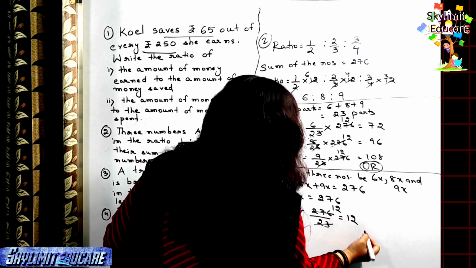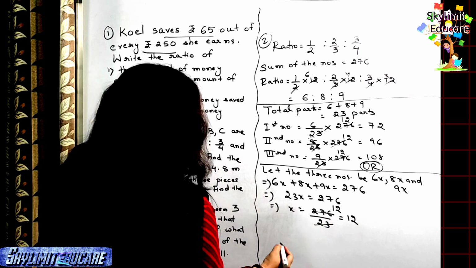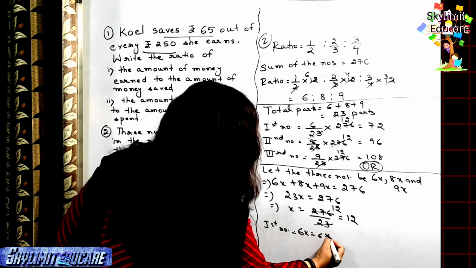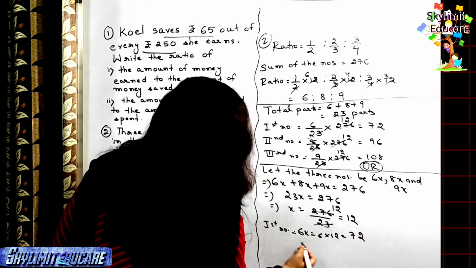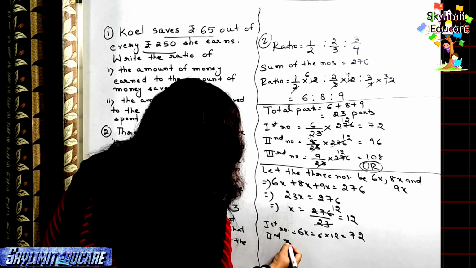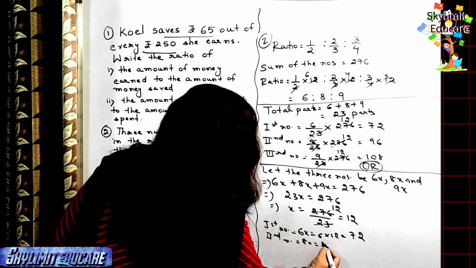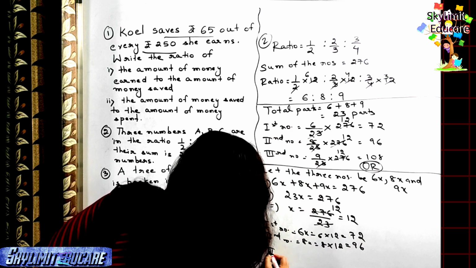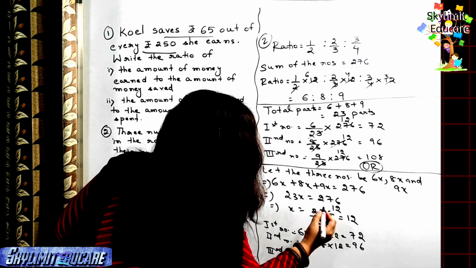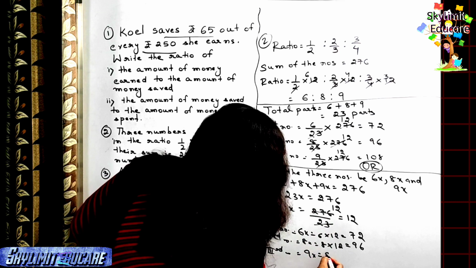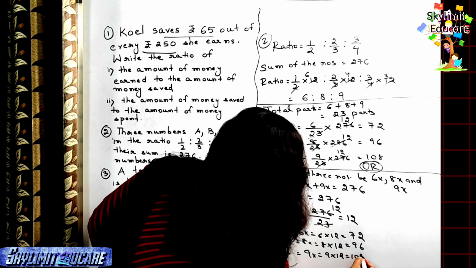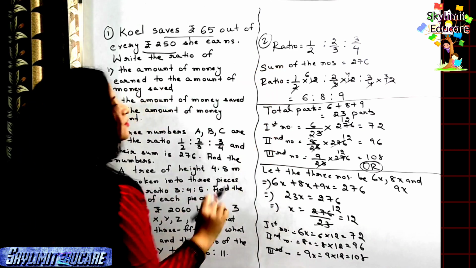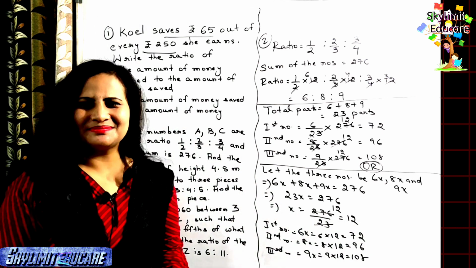So this gives us x is equal to 12, and when I'm putting the values, the first number is 6x, that is 6 into 12, 72. Second number 8x, 8 into 12, 96. And third number will be 9x. 9 multiplied by 12, that is 108. So you can follow any one method and do it, but this part will be common to both. I think the idea is getting clear.